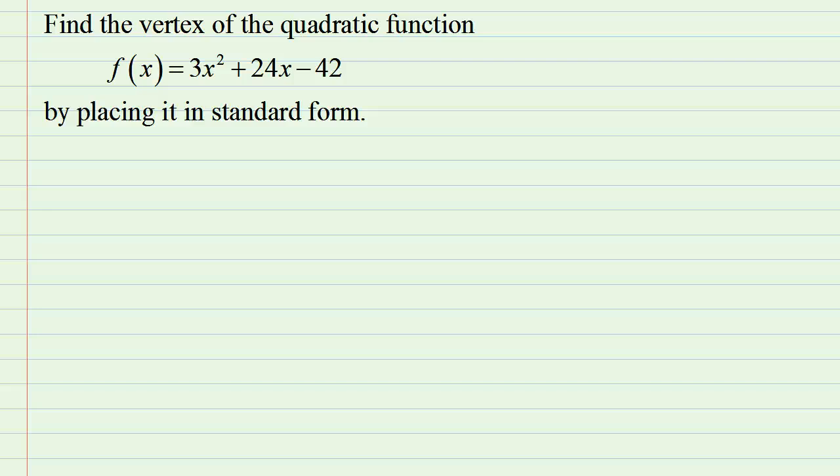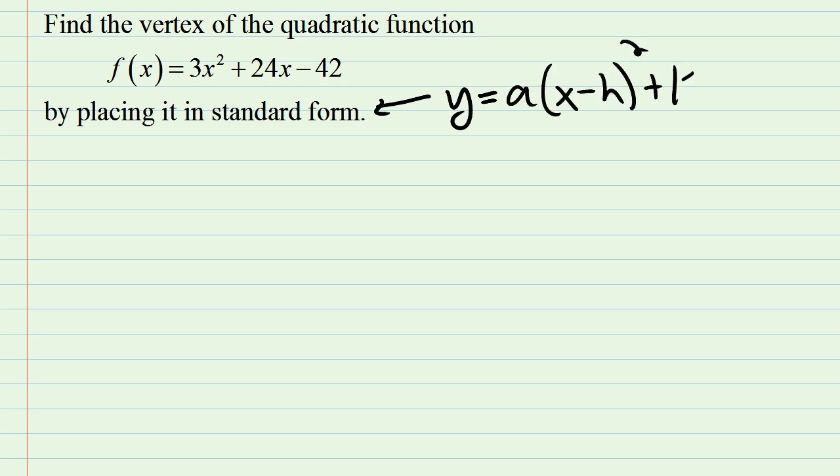Find the vertex of the quadratic function f of x equals 3x squared plus 24x minus 42 by placing it in standard form. The standard form for a parabola is y equals a times the quantity x minus h squared plus k. So right now we're not in standard form. We are looking at y equals 3x squared plus 24x minus 42.